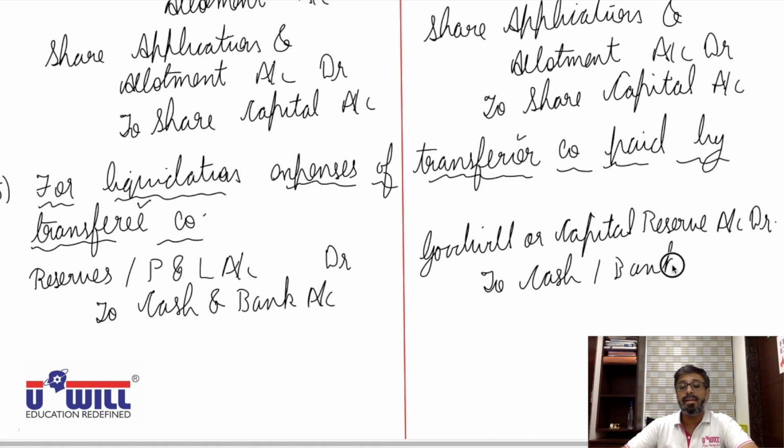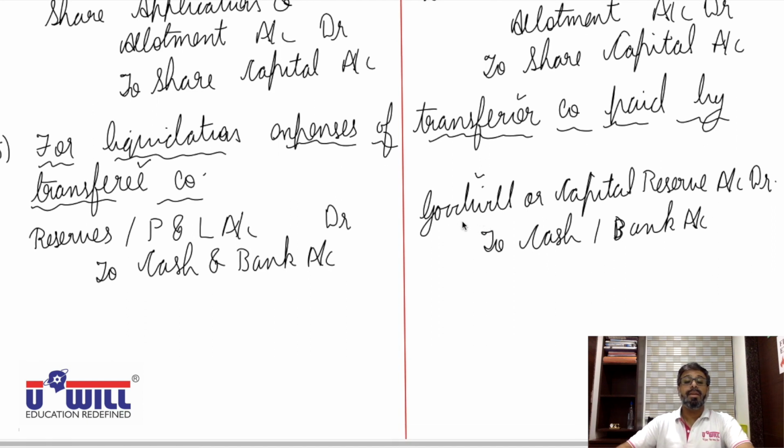Now why goodwill? Why is the transferee company paying the expenses of the transferor company? For its goodwill, for its reputation. Because they are taking the entire company including its cash and bank. So to maintain its reputation, they are paying their expenses. So see, that's why I told you to write all the entries in both the books.